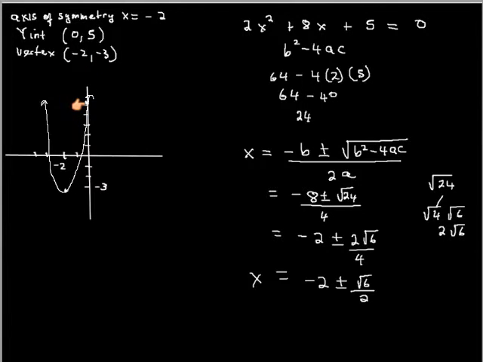So this is my y-intercept. Here's my vertex. And the a value is positive, so it's facing up. And using those points and knowing that my x-intercepts will be negative for both of them, I'm able to sketch out my graph using those points as my guiding points.